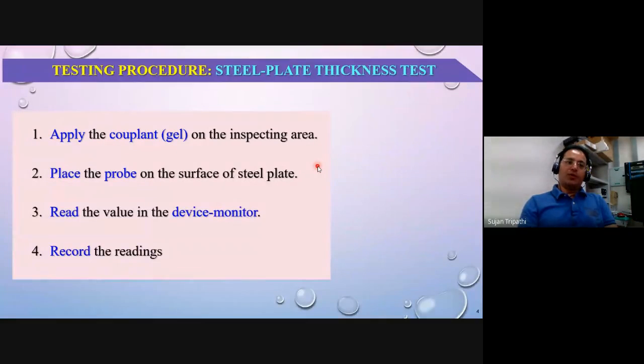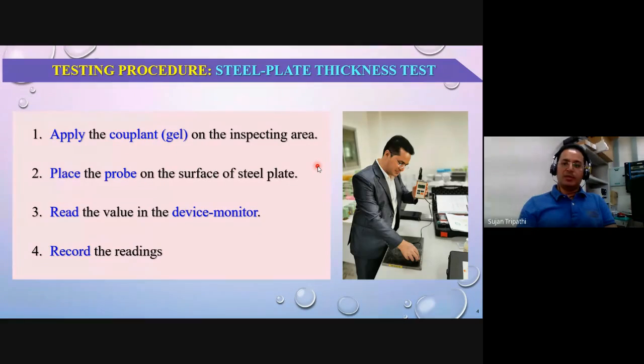These are the steps that we follow during the test. First, we apply the couplant, which is also called ultrasonic gel, on the surface of the inspecting area. Then we place the probe on the surface. You know the probe? This probe is also called the transducer. It's a small device that helps to detect the wave. I will show these later.